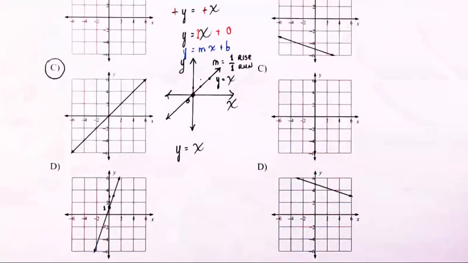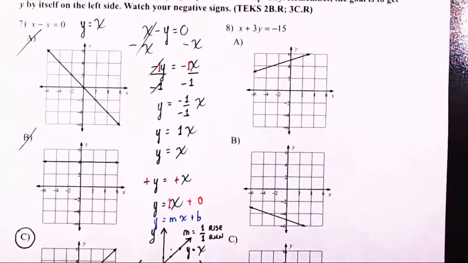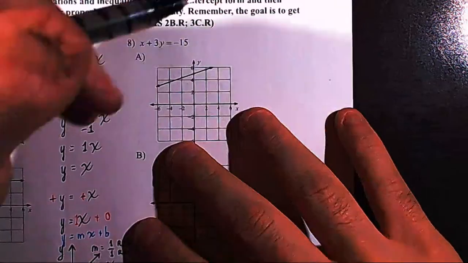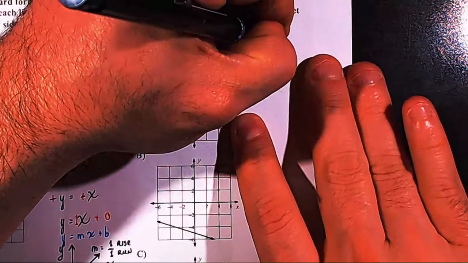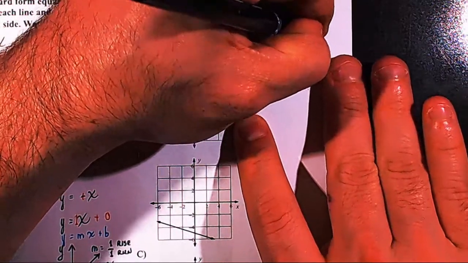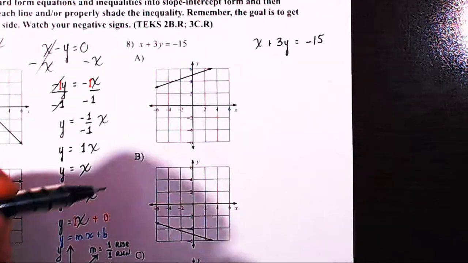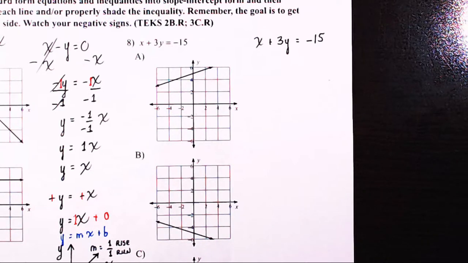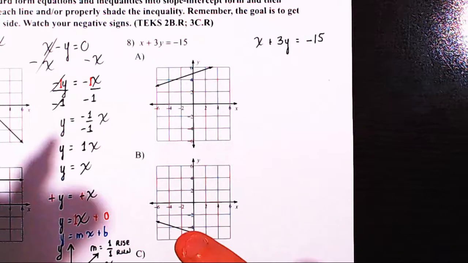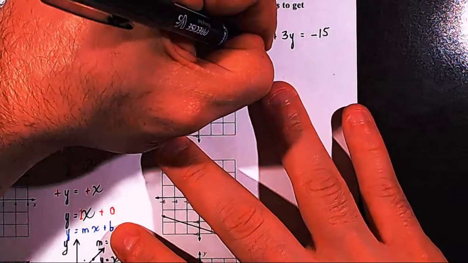Okay, back to our work surface here. We've selected the correct choice C for number 7, and we'll go on to number 8. X plus 3y equals negative 15. So again, my first goal, before I start worrying about graphing, is to get y by itself on the left side and have this thing written in slope-intercept form. Right now it's in standard form. So let's get this thing solved.